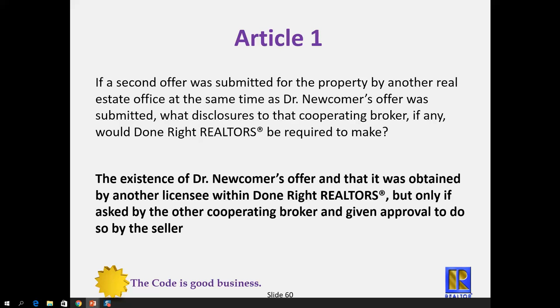If a second offer were submitted for the property by another real estate office at the same time as Dr. Newcomer's offer was submitted, what disclosures to that cooperating broker, if any, would Done Right Realty be required to make? The answer here is the existence of Dr. Newcomer's offer and that it was obtained by another licensee within Done Right Realtors, but only if asked by the cooperating broker and given the approval to do so by the seller.